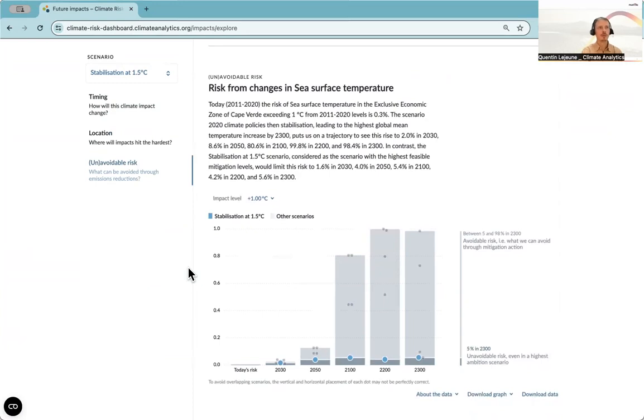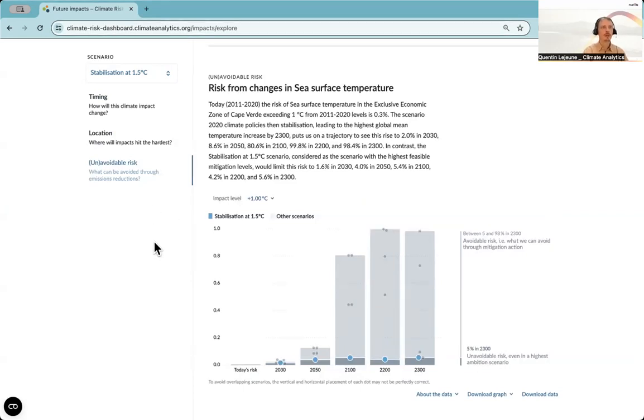As a result, you can explore how much of our local risk is unavoidable, even in the most ambitious climate action scenario, as indicated by the dark gray columns here. You can compare to how much of that local risk can be avoided by strengthening climate action by looking at the light gray columns, which indicate the difference in risk between the most ambitious climate action scenario and the least ambitious one.